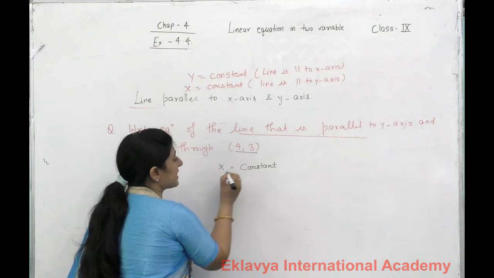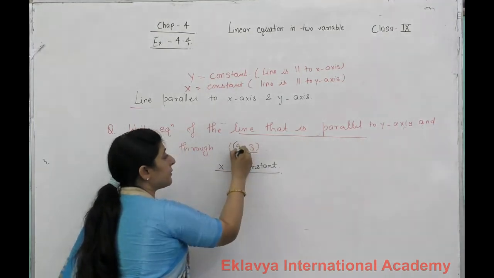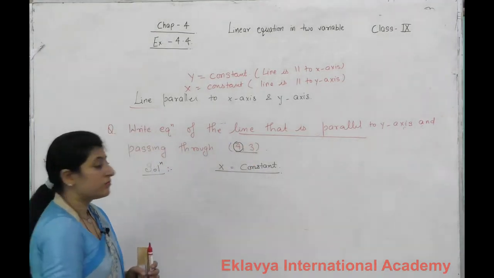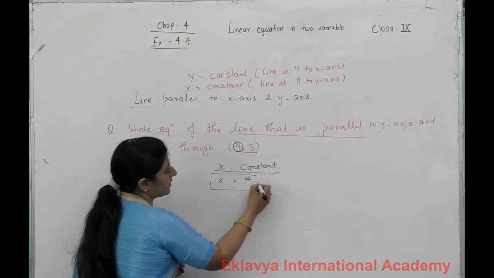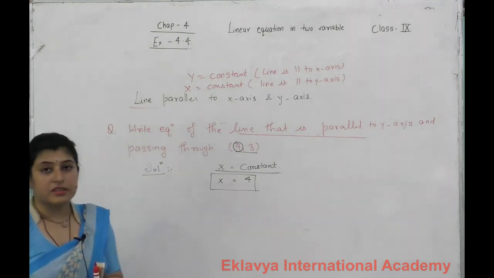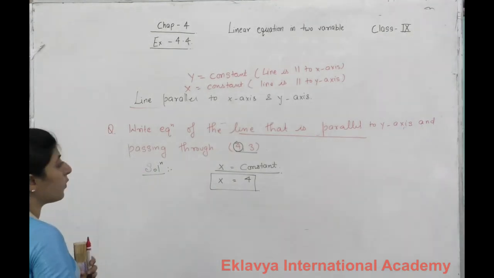Now one more thing is given to you, that it is passing through 4, 3. Now see, in this x is equal to constant, it means this is the x value. So what is the constant value here? X is equal to 4. Then this is the answer, that is x is equal to 4.